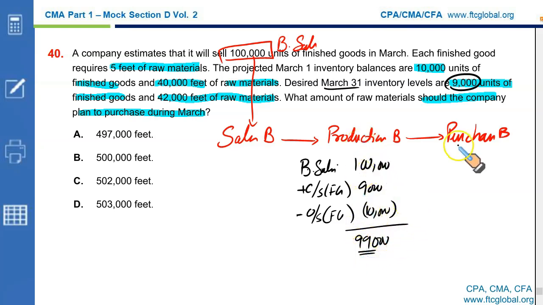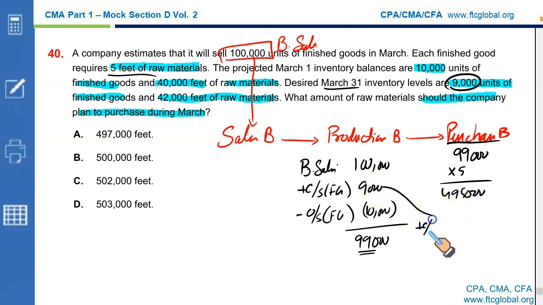This will become the foundation of your direct material purchase budget. You will write 99,000 units to be produced, each requiring 5 feet of raw material. 99,000 times 5, you need 495,000 feet of raw material. This is the material needed for production. You'll go the same way: add the desired closing stock of raw material, and from this deduct the opening stock of raw material, and there you go. Desired closing stock of raw material is given here as 42,000 feet.